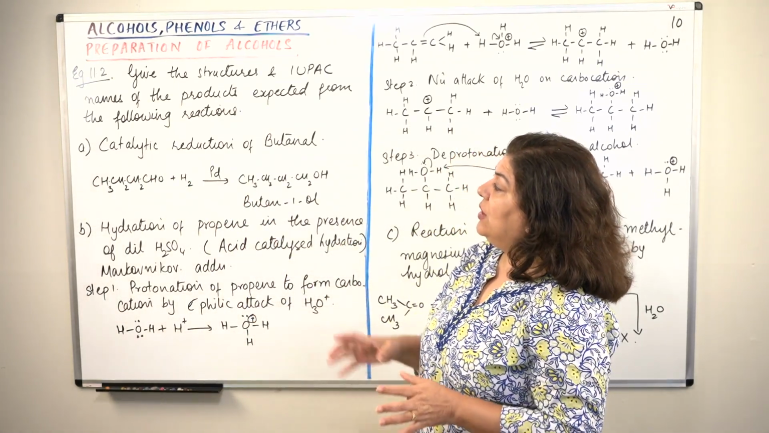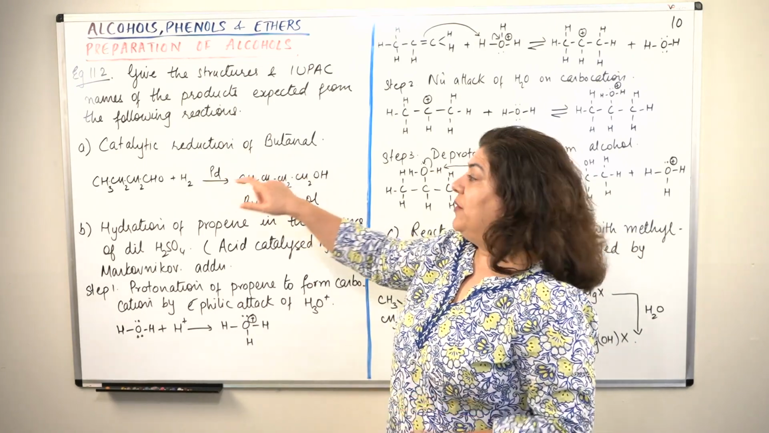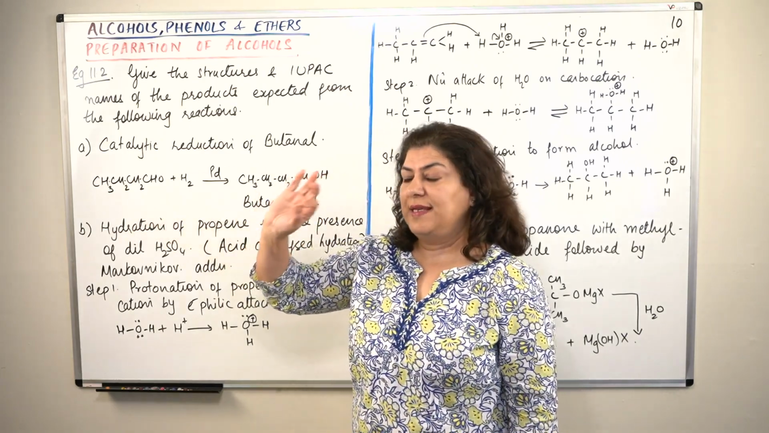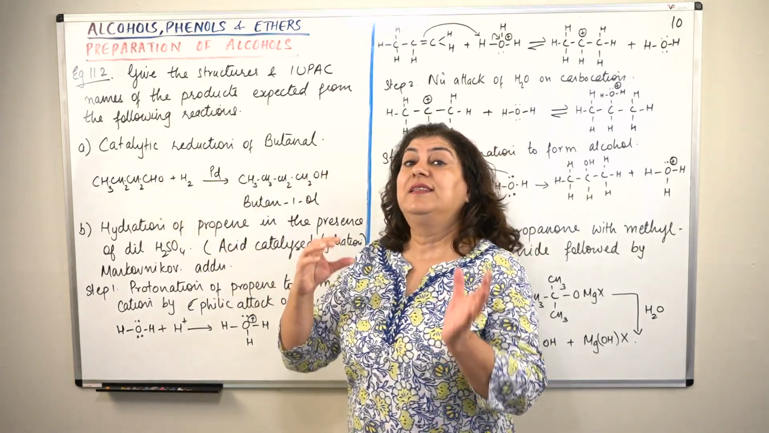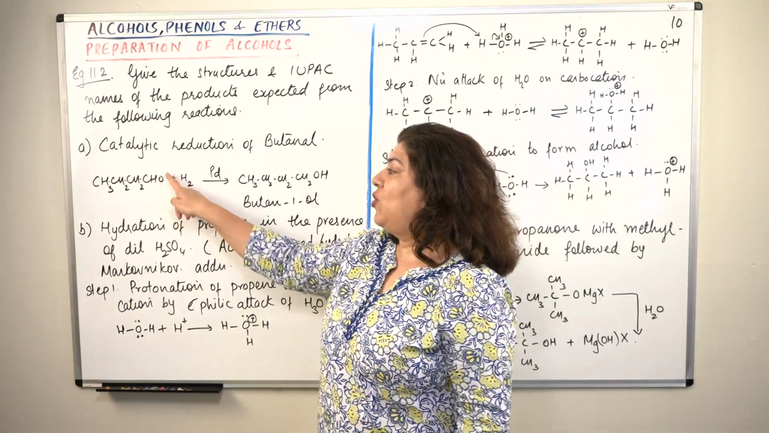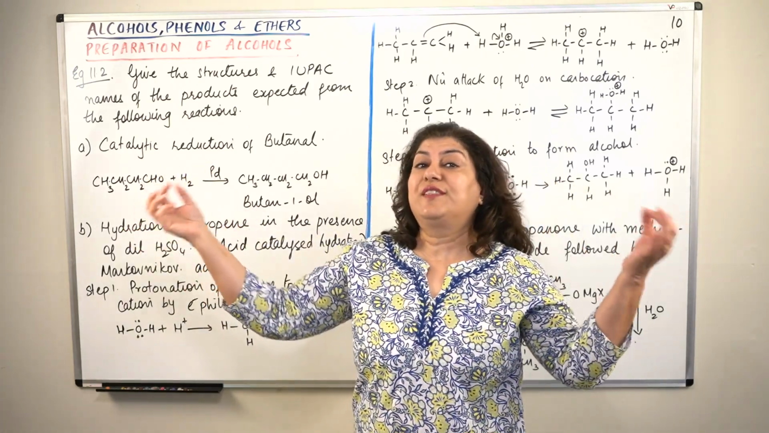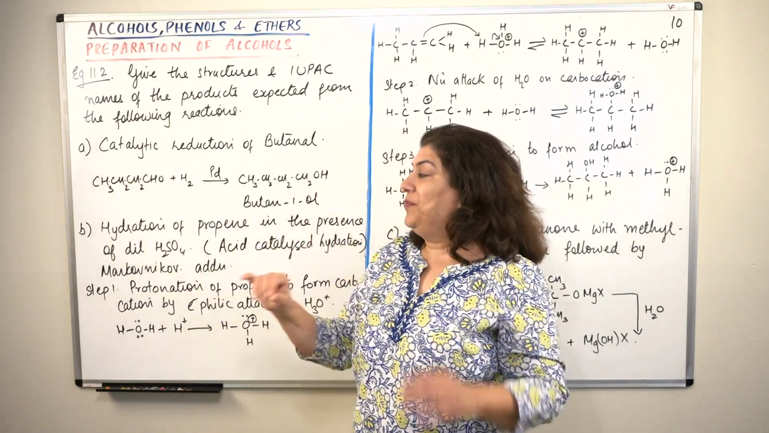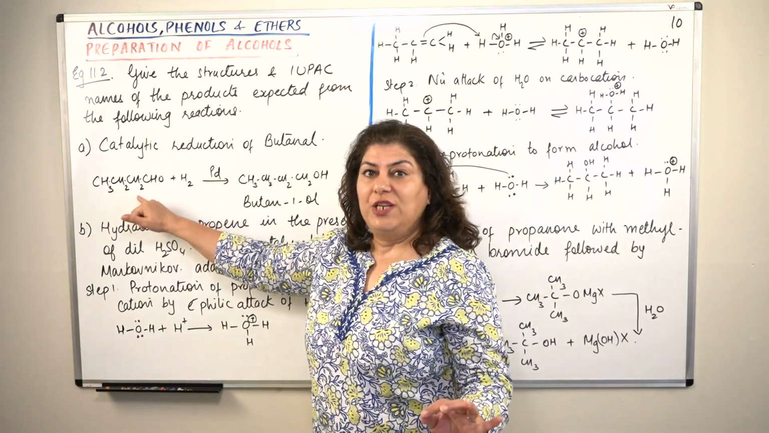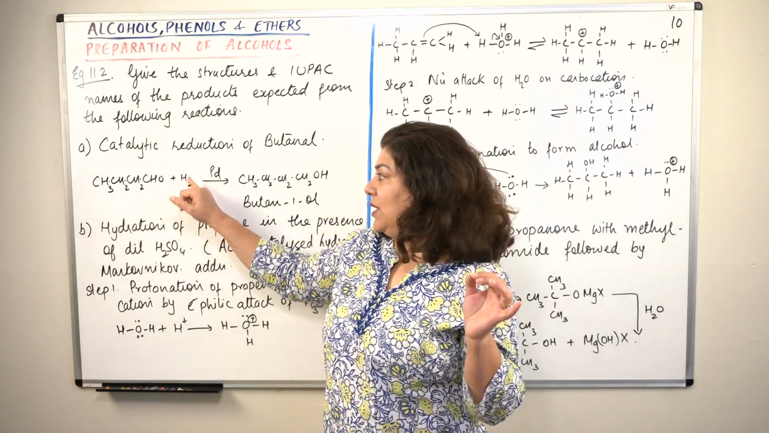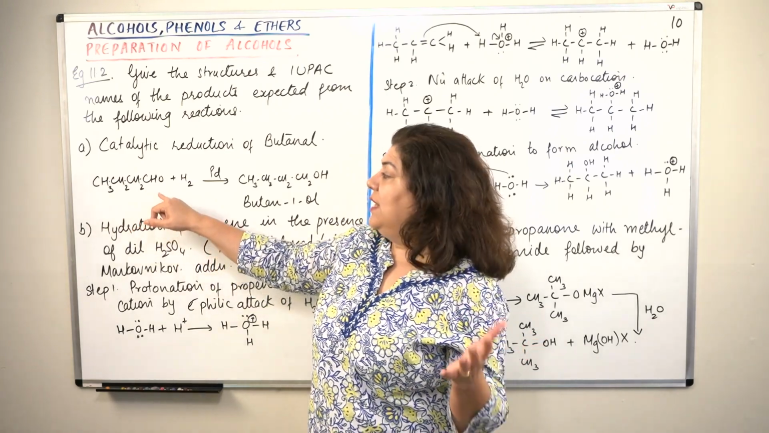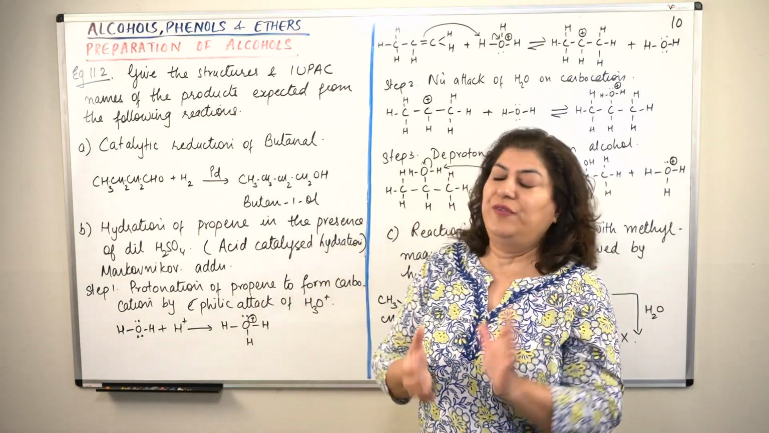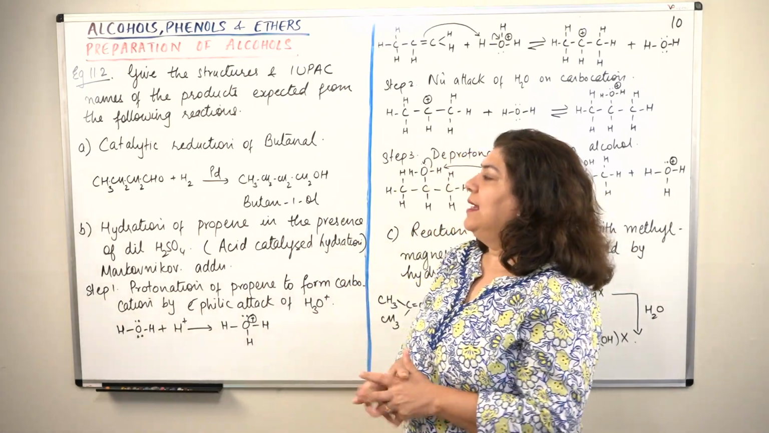When you carry out the catalytic reduction of butanal, write down the formula of butanal. Butanal would have 4 carbon atoms. Al means it is an aldehyde. So aldehyde is a terminal group. It means it is a group which is always seen on the last or the first carbon atom. Aldehyde is never in between the chain. So CH3, CH2, CH2, CHO. The compound should have 4 carbons, and CHO is the functional group and it should be on the last or the first carbon. So this is butanal.